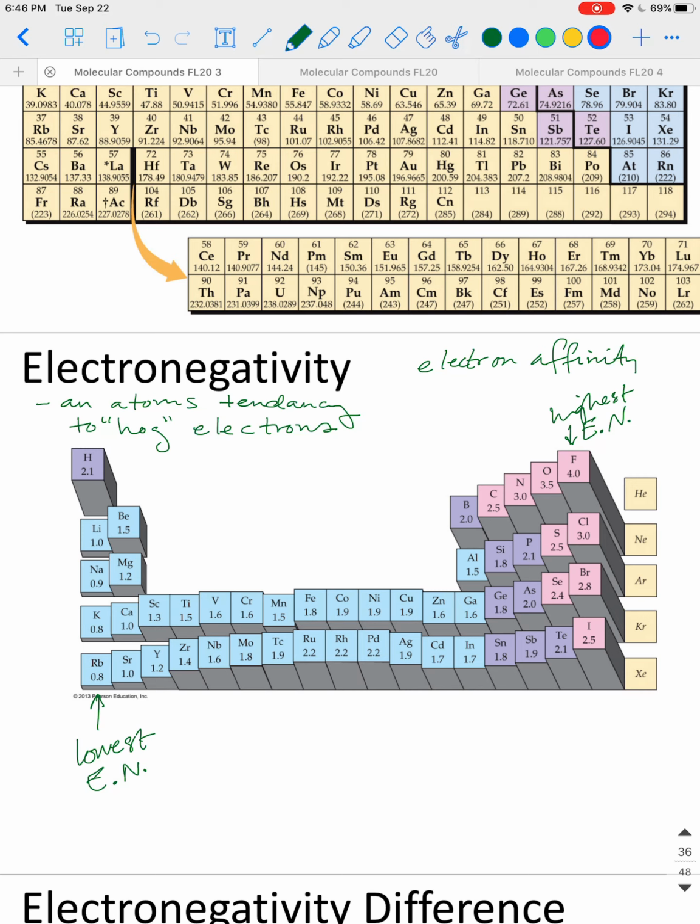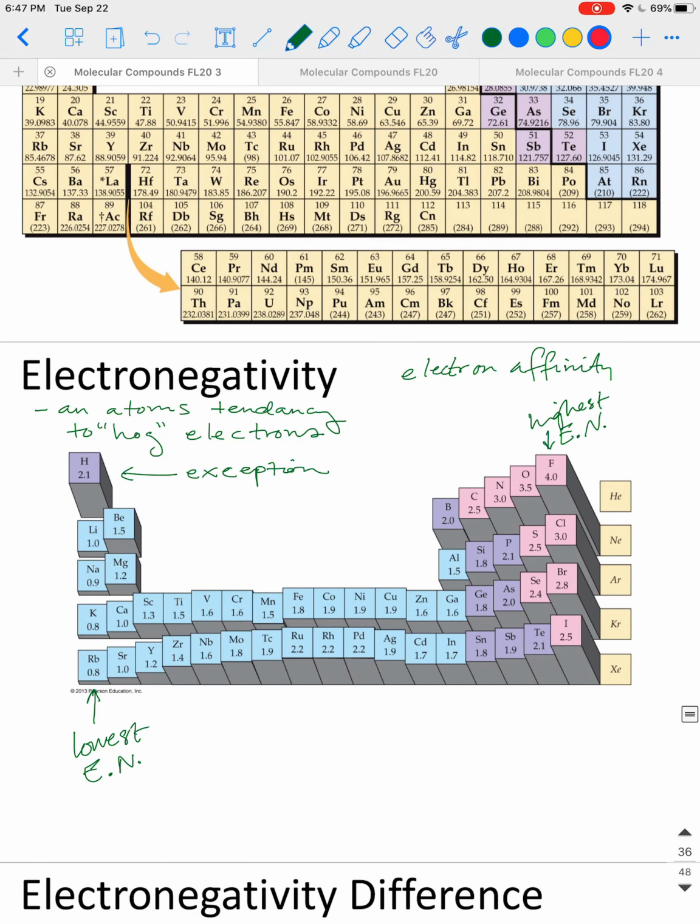The only anomaly here, the only exception, is hydrogen. Hydrogen is an exception because it's not necessarily closer to fluorine than some of these metals, but it has a relatively high electronegativity because if it gains one more electron in its outer shell, it is full and more stable.